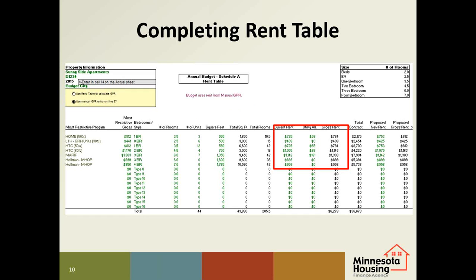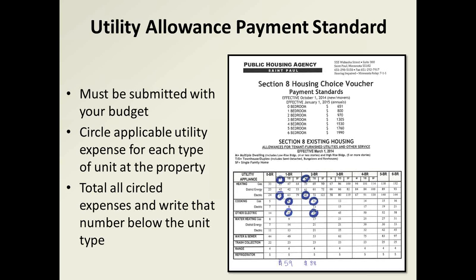The utility allowance must be the current allowance determined by the payment standard for that city or county. Here's an example of a utility allowance payment standard. The payment standard must be submitted as an attachment to all non-Section 8 budgets. You must circle the applicable allowance associated with each unit's dwelling type, the number of bedrooms, utility, and appliance type. Please write the sum of the total allowance below each bedroom type.